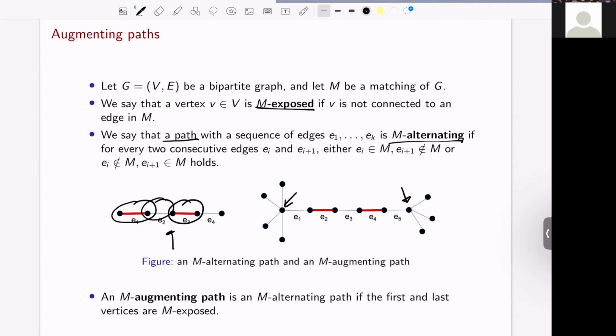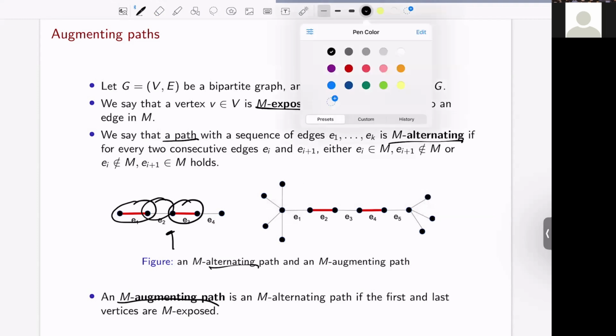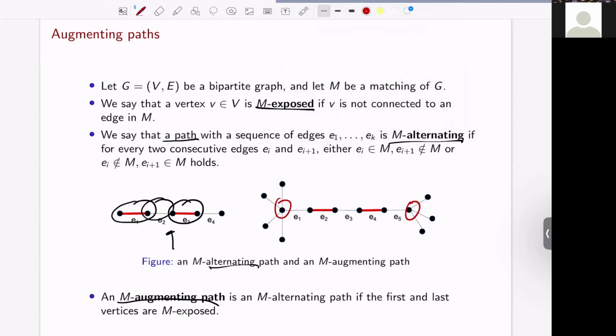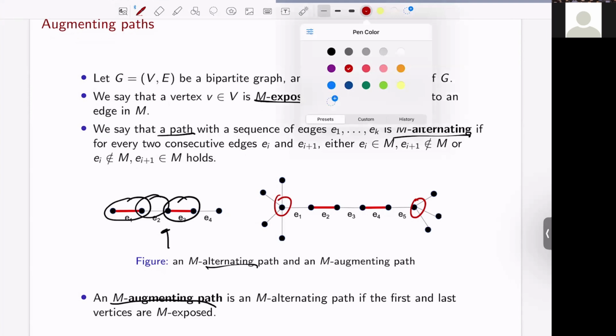What's important for the algorithm is this notion of an augmenting path. An augmenting path is an alternating path with the additional property that the endpoints are exposed, like this. If you have an augmenting path, what we do is switch the roles of matching edges and non-matching edges on this path. You don't touch any other edges, you just change the status of the edges over the path. If you do this augmenting operation, you have, let me draw.